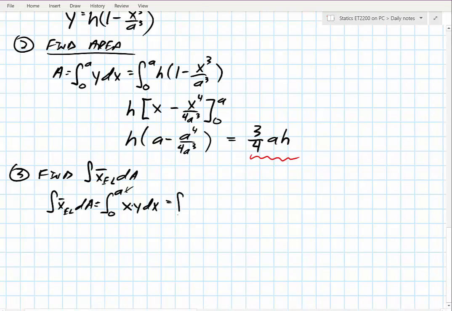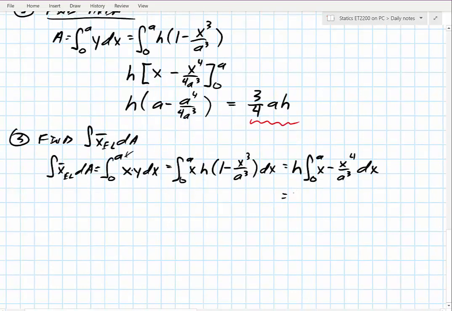From here, I'm just going to sub in what I have. So from 0 to a, I don't know x, so I leave it as x. For my y, I have h times 1 minus x cubed over a cubed dx. What am I going to do here? I could bring out the h and bring in the x. So I'm going to have h times the integral from 0 to a, x minus x to the 4th over a cubed dx. From here, it's just the integration piece, so this is equal to h times x squared over 2 minus x to the 5th over 5a cubed, from 0 to a.